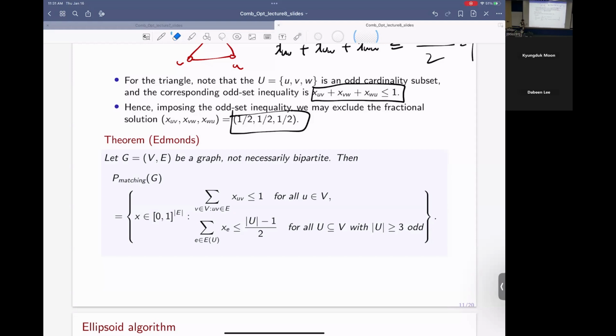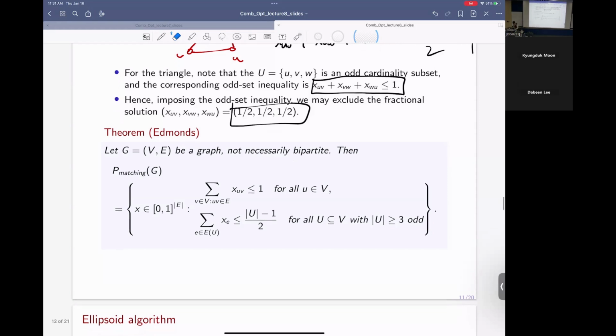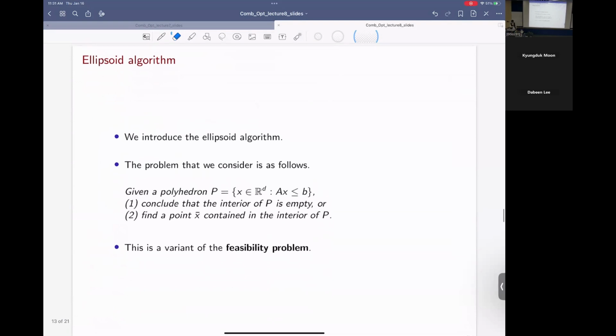But that works nicely in practice. But now I'll give you a theoretical justification behind it. Okay. So that's given by the ellipsoid algorithm. I'll give you some outline of it.